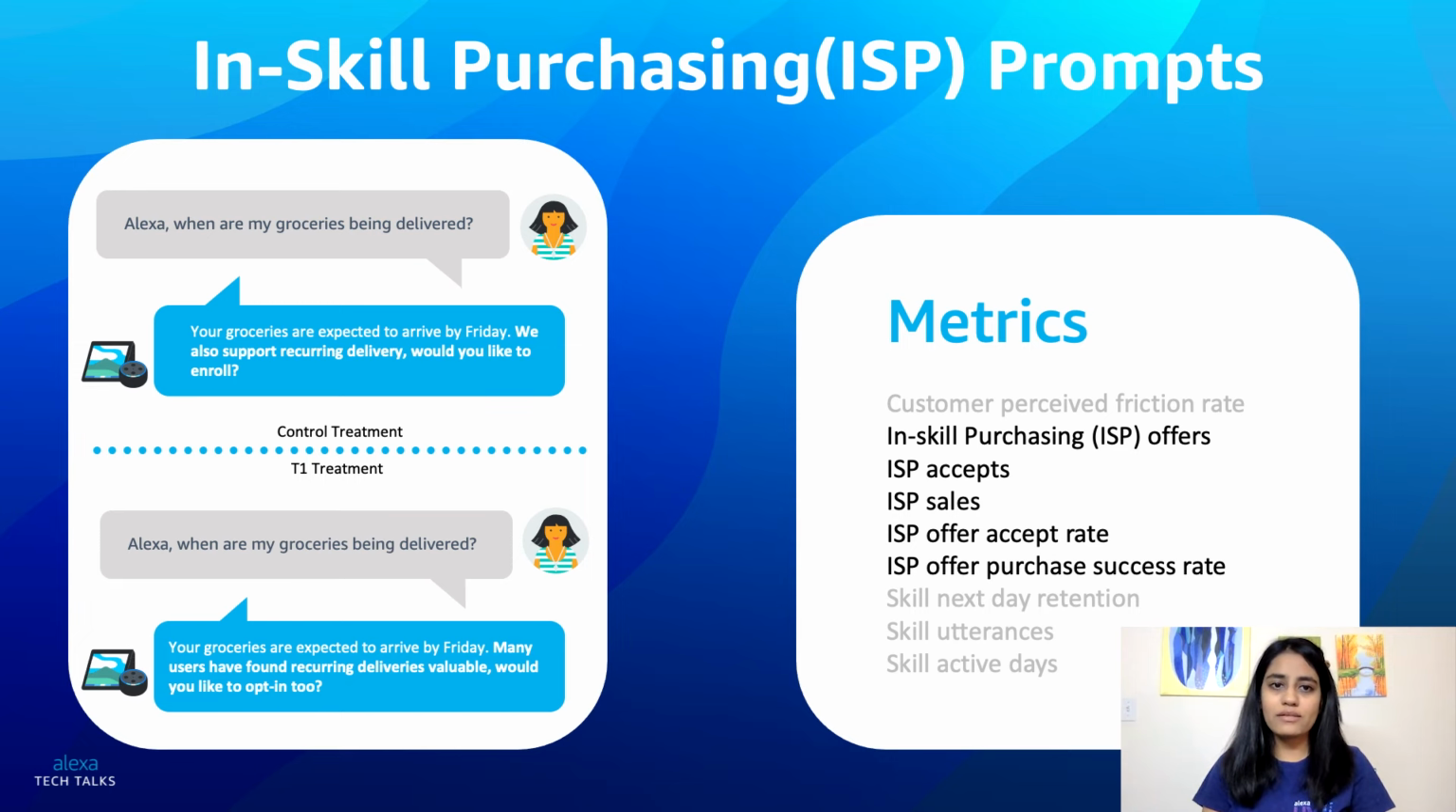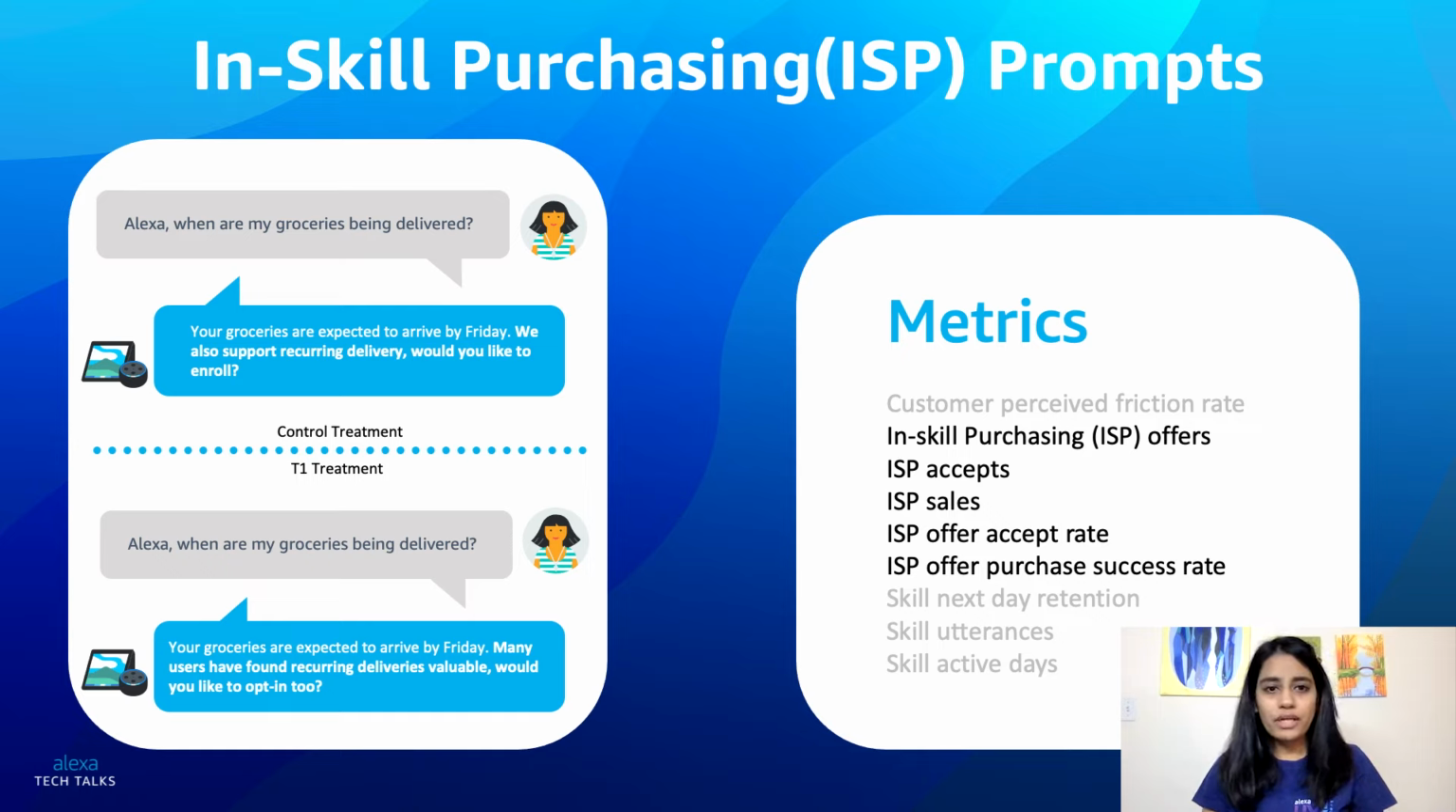A common use case is A/B testing on ISP prompts by changing the content of them. In this example, we have a skill which performs grocery management and online delivery, which also has an ISP product, recurring delivery. The skill suggests to customers to buy this product by sending an upsell message. "We also support recurring delivery. Would you like to enroll?" This experience is the control behavior.